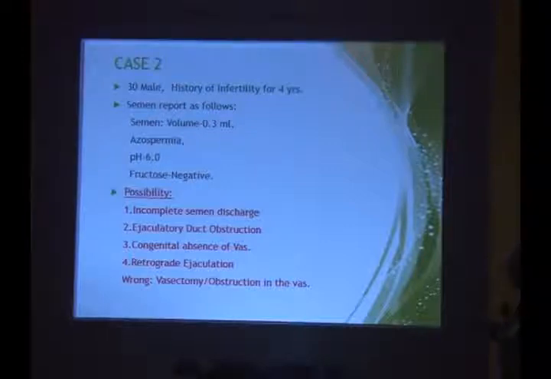Wrong answer would have been vasectomy or any obstruction in the vas. Vasectomy and obstruction in the vas is much higher, and it doesn't produce negative fructose, low volume and acidic pH, because seminal vesicle secretions are still going to reach out. So this is again another wrong answer.